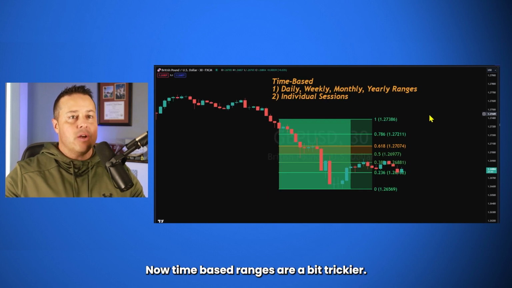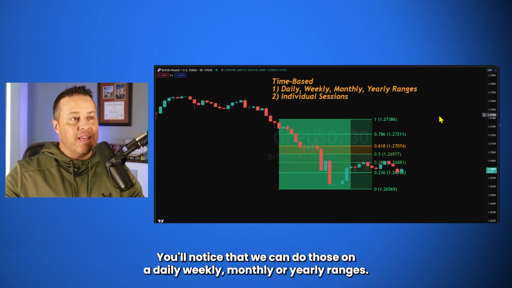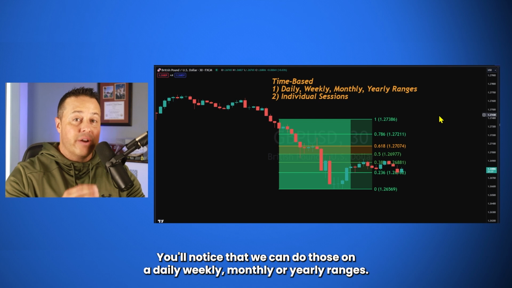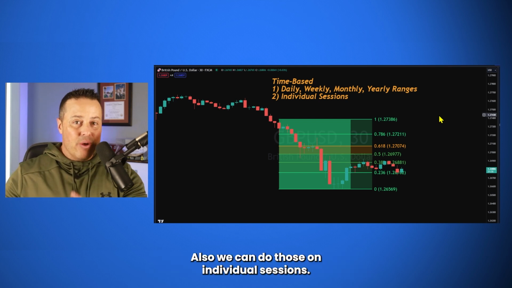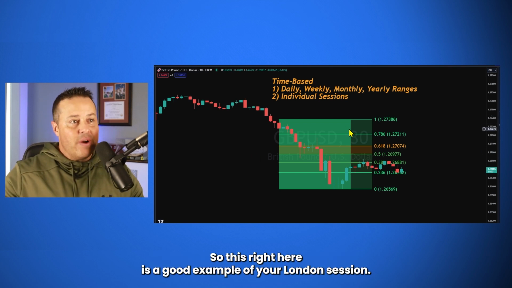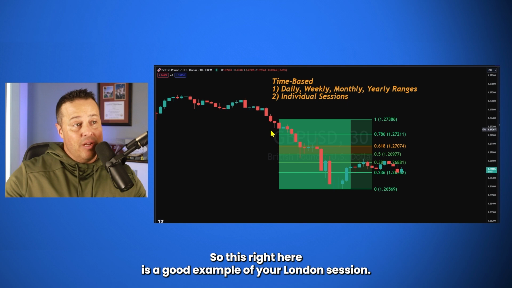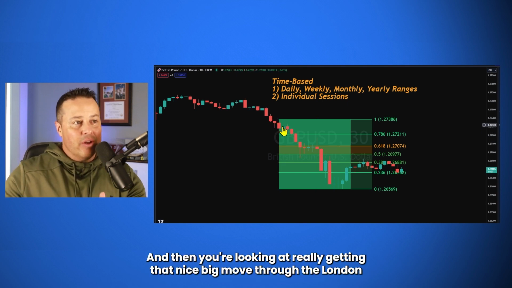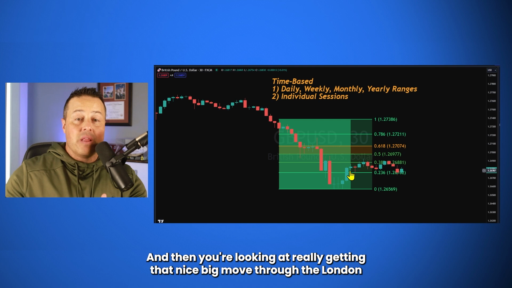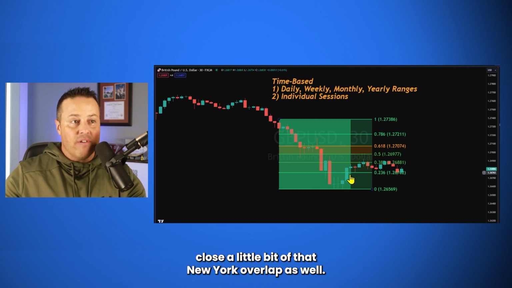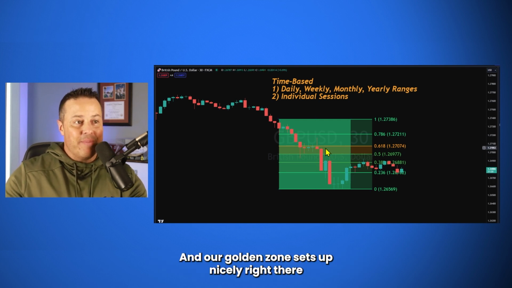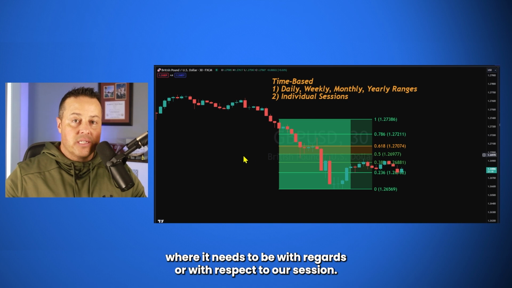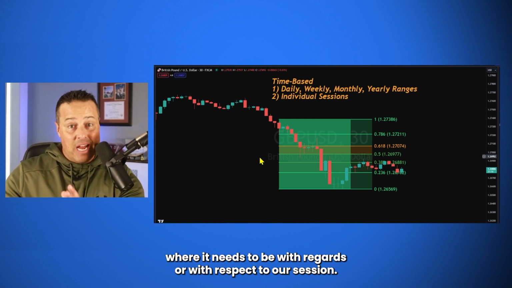Now, time-based ranges are a bit trickier. You'll notice that we can do those on daily, weekly, monthly, or yearly ranges. Also, we can do those on individual sessions. So this right here is a good example of your London session. You'll notice right there, that's the beginning, that's the opening bell in London, and then you're looking at really getting that nice big move through the London close, a little bit of that New York overlap as well, and our golden zone sets up nicely right there where it needs to be with respect to our session.